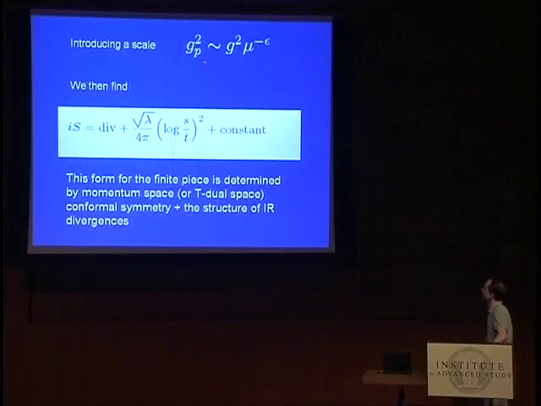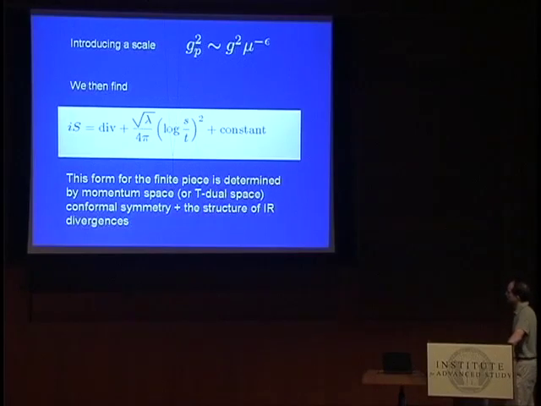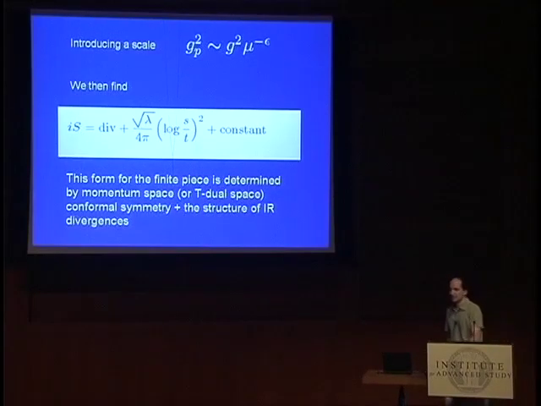Then, as usual in dimensional regularization, the coupling is the four-dimensional coupling, which is dimensionless, times some quantity that has a scale, which is the scale of dimensional regularization. And then we find that the answer will contain some divergent terms that I'm going to discuss in a second, and contains a finite piece, which is this very simple function of S over T. So that's the function that was appearing in the original ansatz that we discussed before. And in fact, for this particular calculation, this form for the finite piece is determined by this conformal symmetry, or momentum space conformal symmetry, plus the structure of these infrared divergences. I'm going to talk in a second about the structure of the infrared divergences, but I want to point out that this finite factor is determined by the symmetries. And this should not be surprising, since we found the solutions by using symmetries.